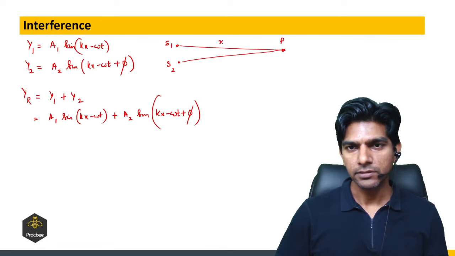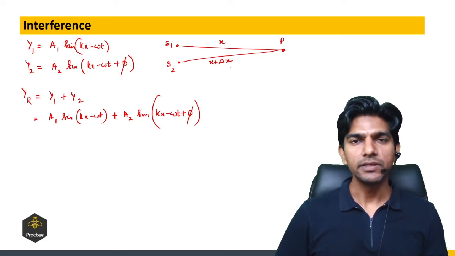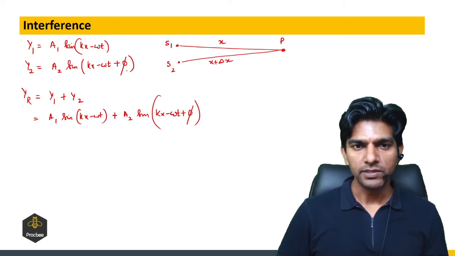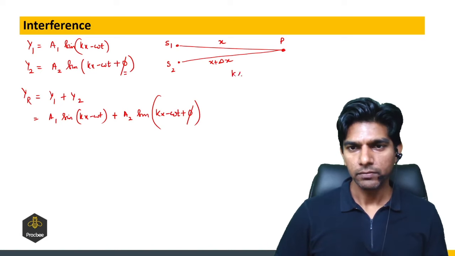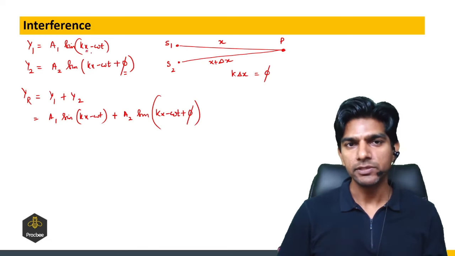Let us say this distance is x and this distance is x plus delta x. So what is the path length difference? We can say it is delta x. So delta x is the path length difference. So this phi is nothing but k delta x, because we can write x as x plus delta x.